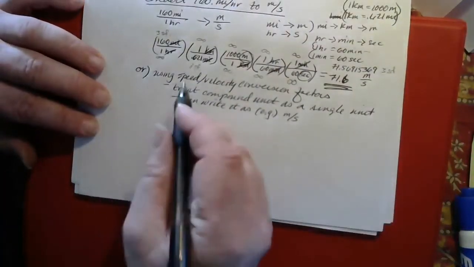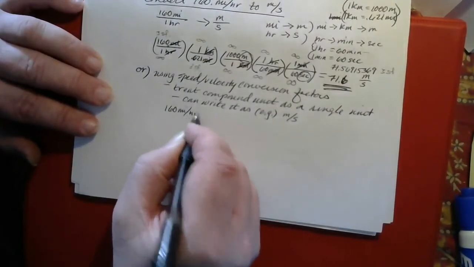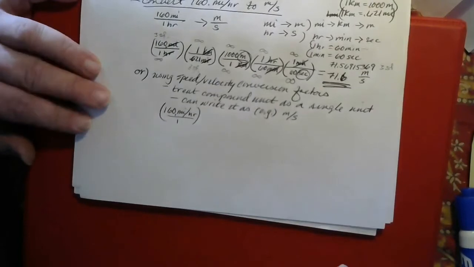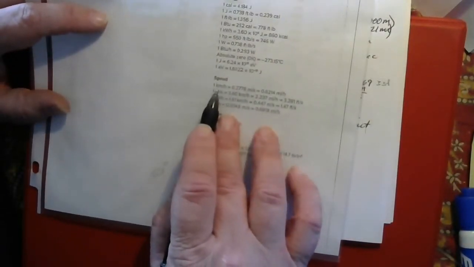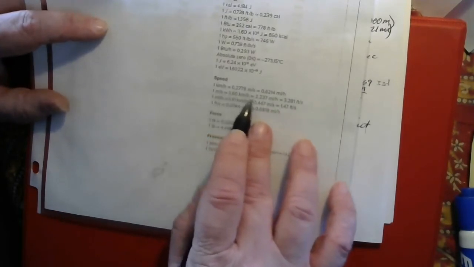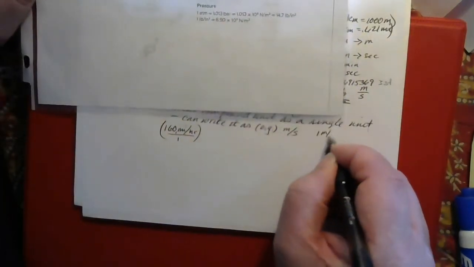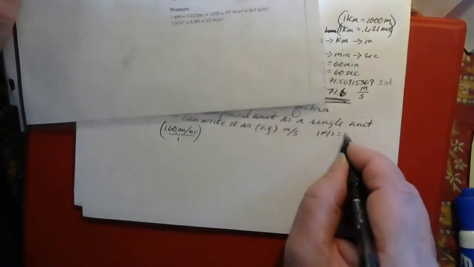So in this case, you're going to have 160 miles per hour, and we're going to consider that to be in the numerator. And we'll come over here to the conversion factor sheet, and we'll see what we can find here. We've got kilometers per hour, meters per, oh, there we go, meters per second and miles per hour. And then on the second line, we've got meters per second and miles per hour. So 1 meter per second is equal to 2.237 miles per hour.